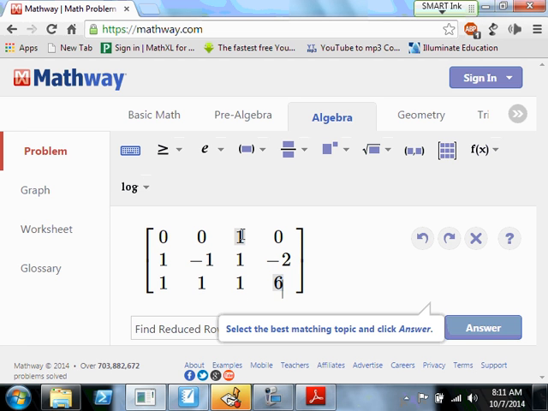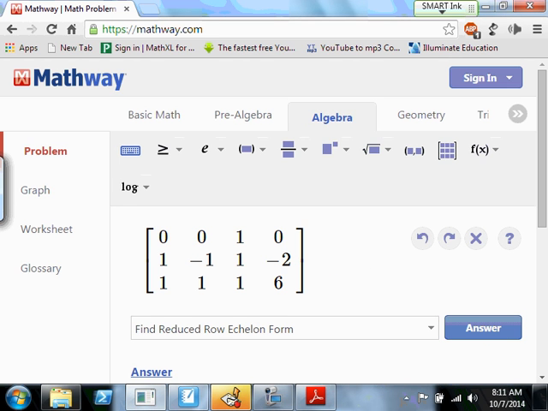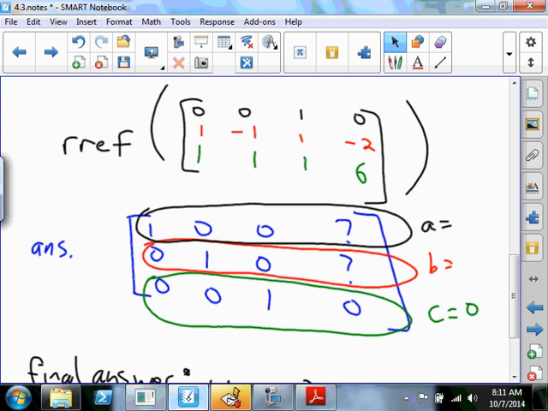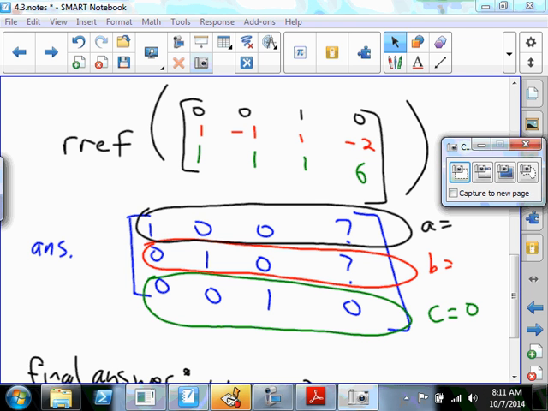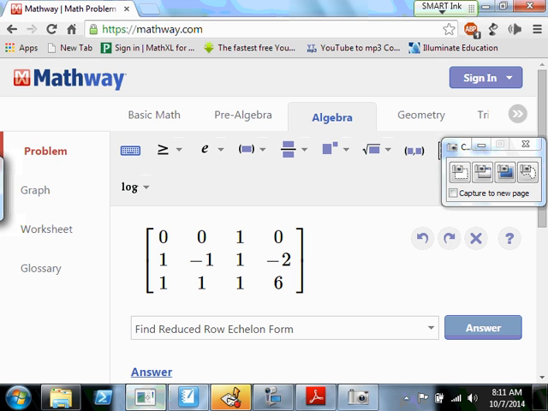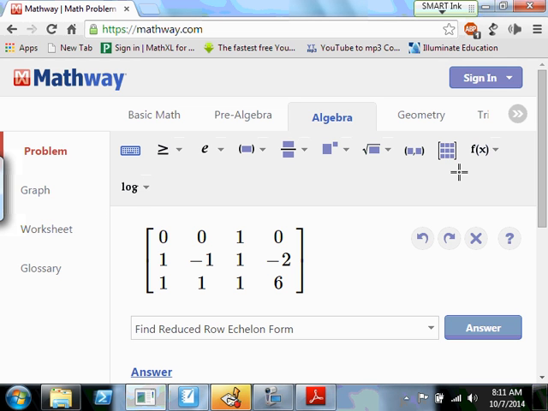Now watch Mathway. Mathway's pretty intuitive. Did you see what it did by default while I was working? It said, would you like me to do that French magic trick? Yes, I would. It says find reduced row echelon form. So let's click answer. And it did some work for us, so we're about to take a picture of that. So let me get my snapshot taker, my picture taker. So I'm about to take a picture of this. Oh, that's the wrong one.